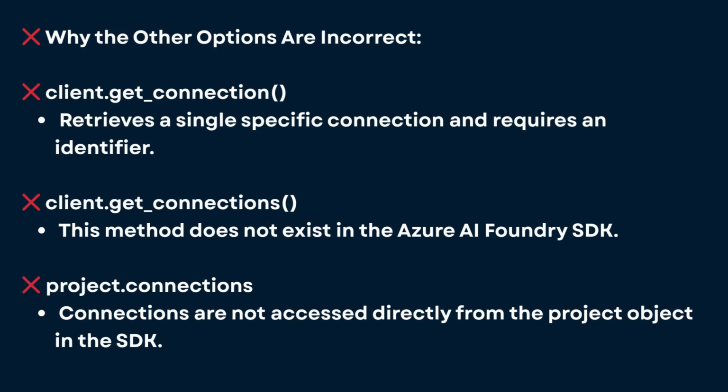Now let's quickly review why the other options are incorrect. Option B, client.get_connection, retrieves only one specific connection and requires an identifier. Option C, client.get_connections, does not exist in the SDK. Option D, project.connections. Connections are not accessed directly from the project object.